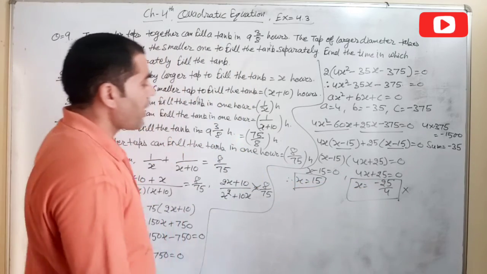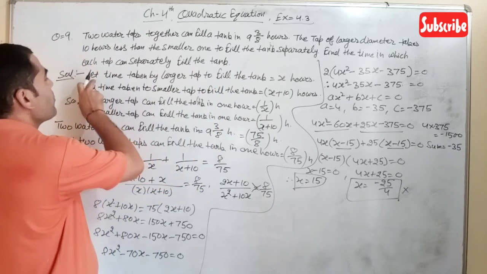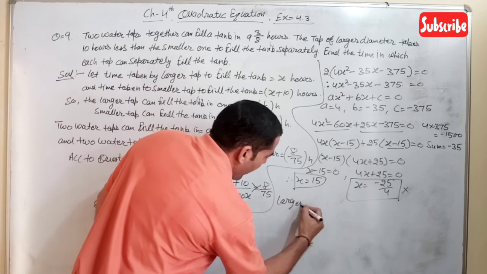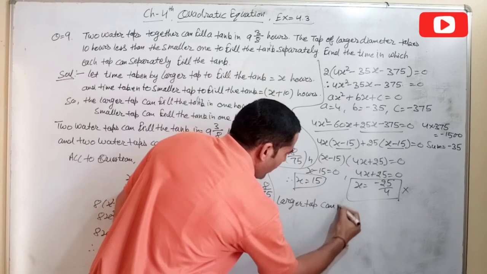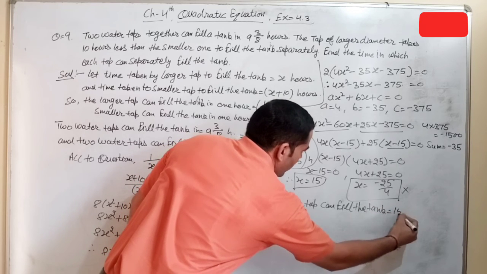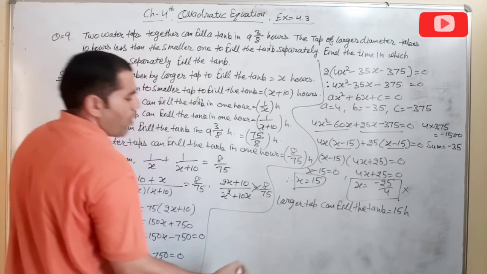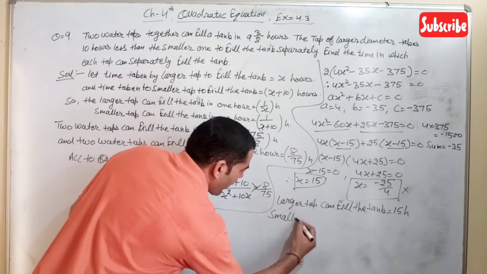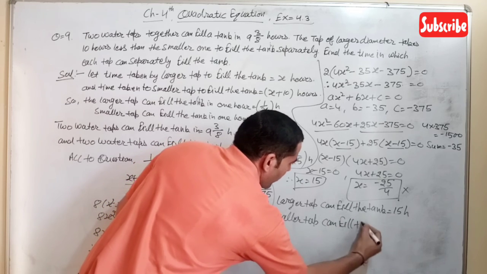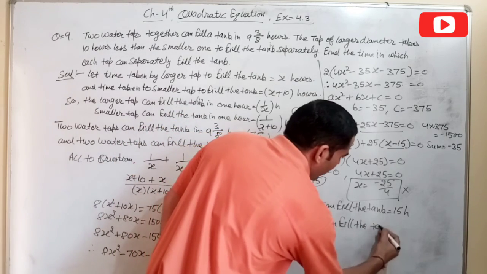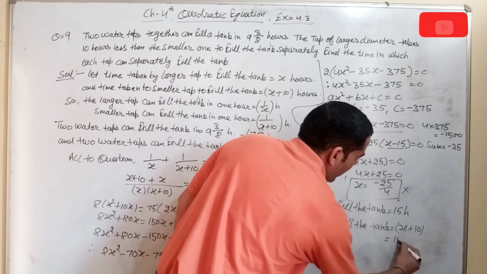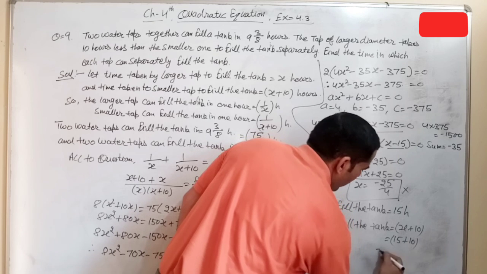So the larger tap can fill the tank in 15 hours, and the smaller tap can fill the tank in x plus 10. Put the value of x, 15 plus 10 is equal to 25 hours.